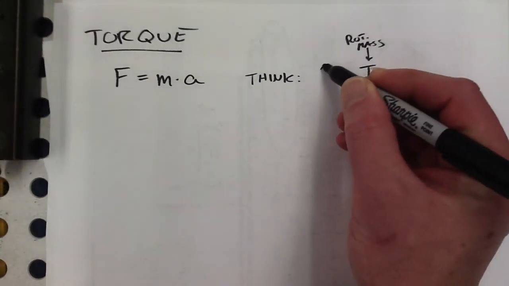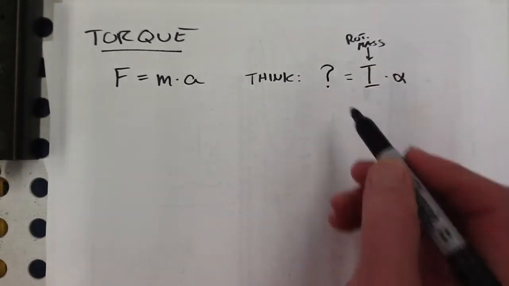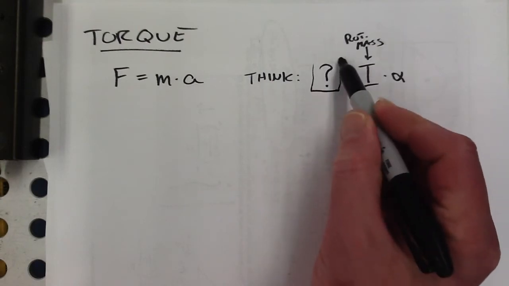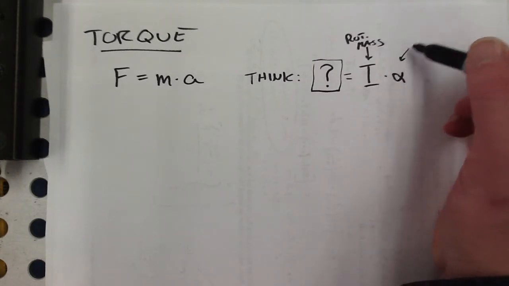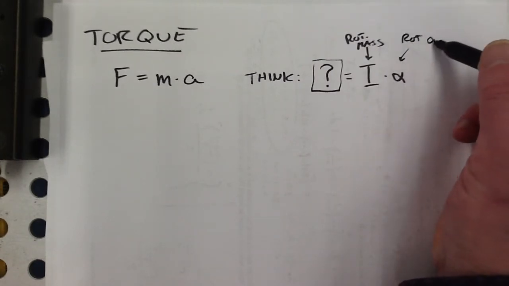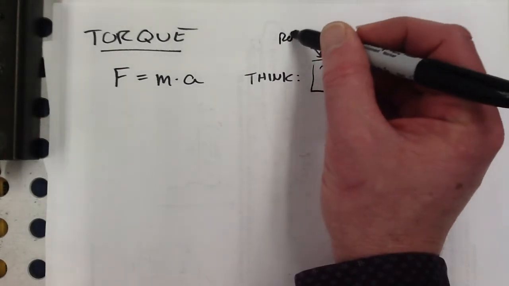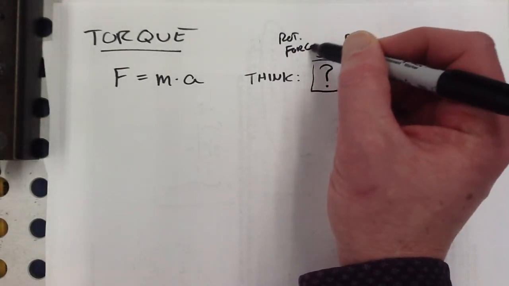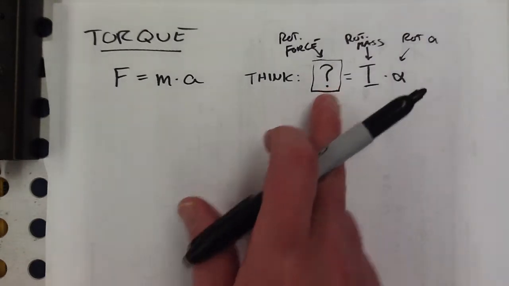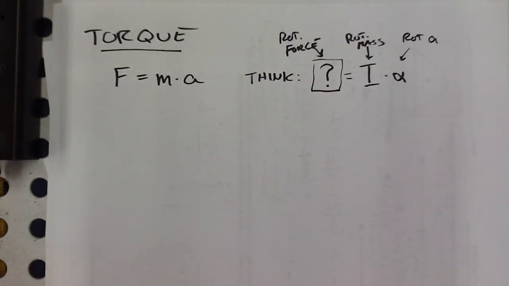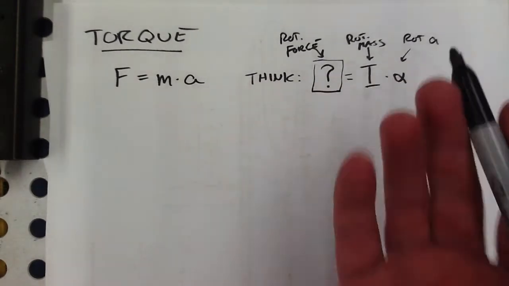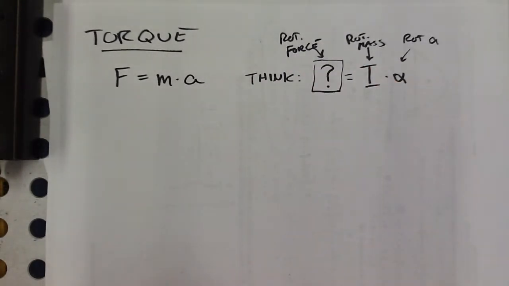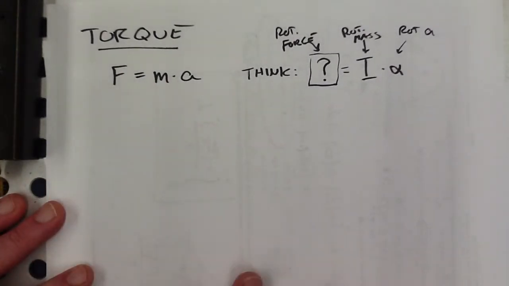And then the question is, well, what is the thing that has to be right here? That is going to be the rotational analog of force. Rotational analog of force, it's torque. That's what we're going to call it. But I don't know what that's got to be equal to. It's not just force, right? Because that wouldn't be rotational force. So let's figure out what that needs to be by messing with this.